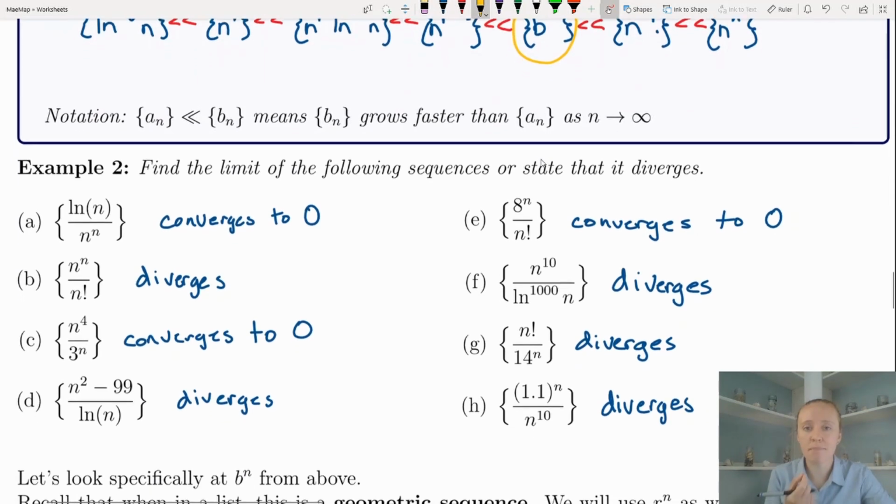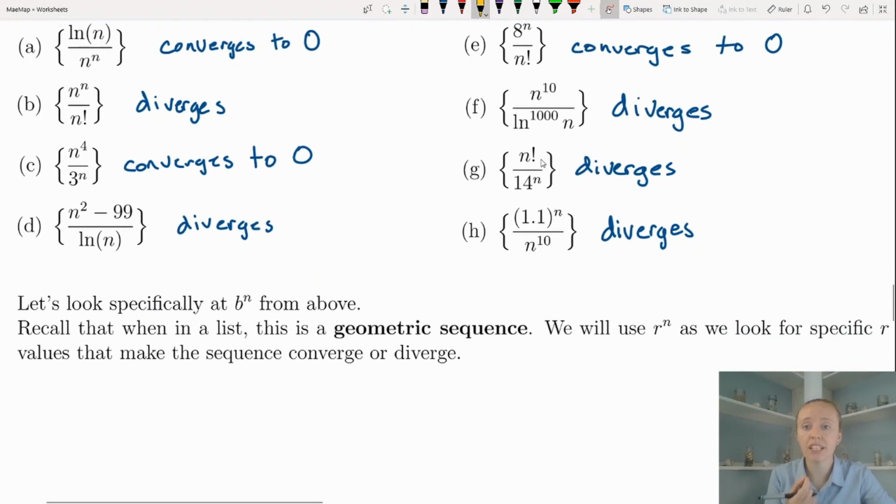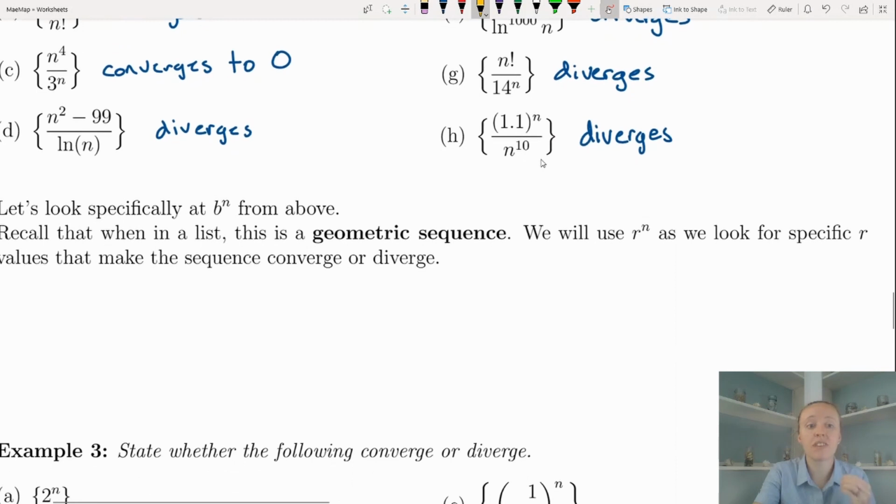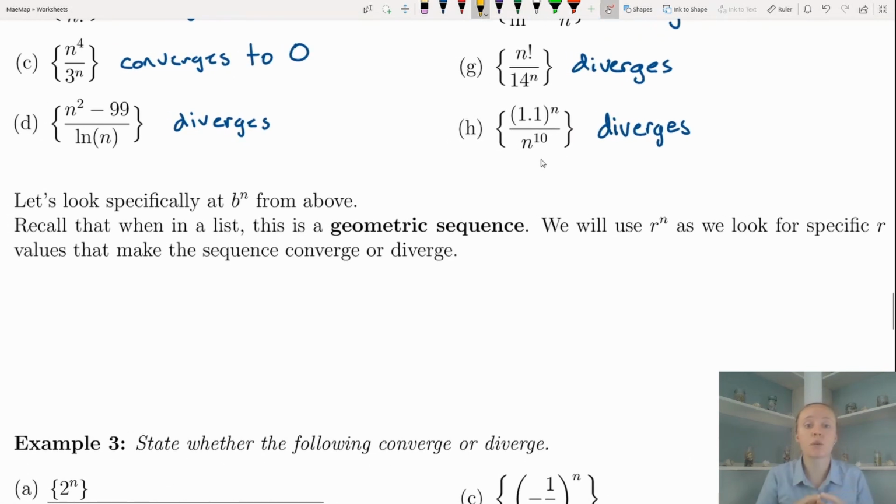Well, remember that b to the n term, if we wrote that in a list, that would give us a geometric sequence, because to get from one term to the next, we're multiplying or dividing by that same number. However, now let's not restrict b to be greater than 1. Let's let b be any value. So as opposed to using b, I'm going to use r. So now we have r to the n. We're going to look at specific r values that make the sequence either converge or diverge.